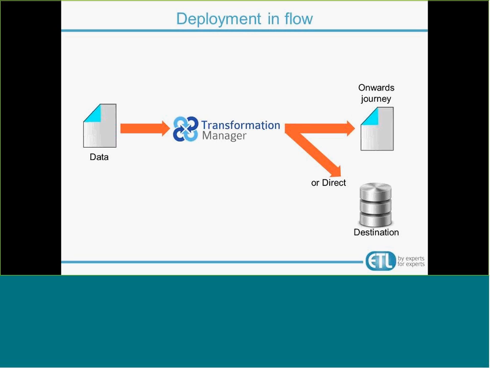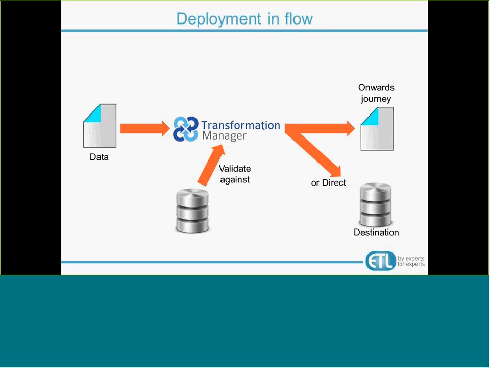So you're getting the data in, it goes through Transformation Manager and it's passed out onto its onward journey, or it could be passed directly into its destination. It may be a subset of what data initially came in. It may be the case that 100 rows in, 10 of those rows are invalid, and there's only 90 rows out on the onward journey, and it could be a case of populating the destination.